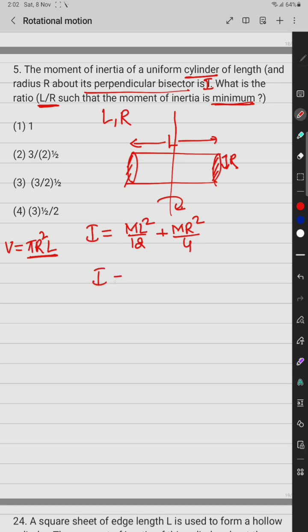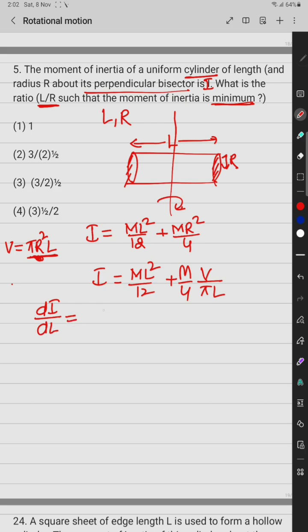If we eliminate the radius in terms of volume and length, then I is in terms of the length. So it is ml square by 12 plus m by 4 into the radius square. Radius square is volume upon pi L. Now this I is a function of L. So at the particular length, dI by dL will be 0 and I will be minimum.